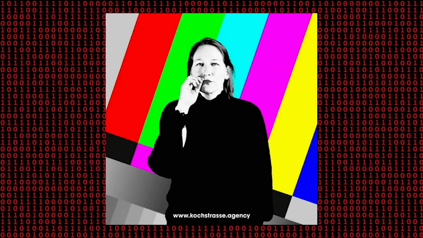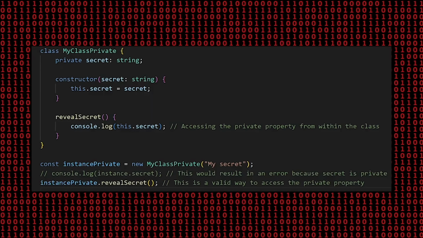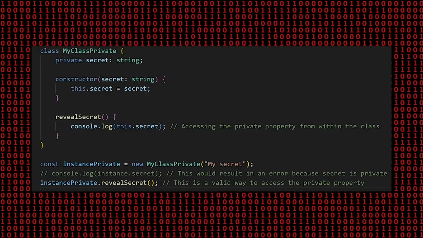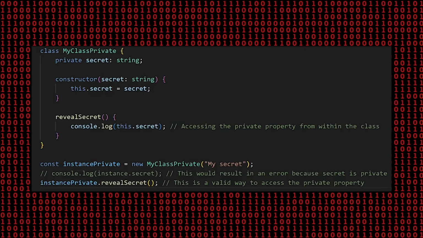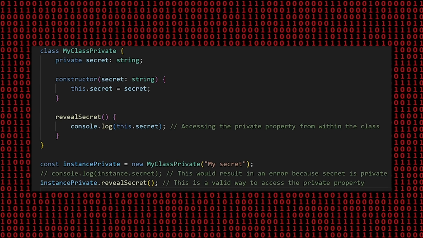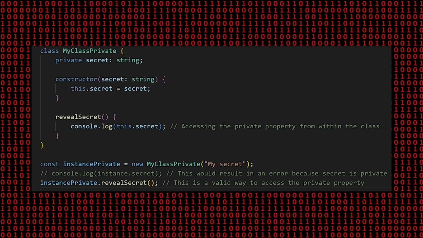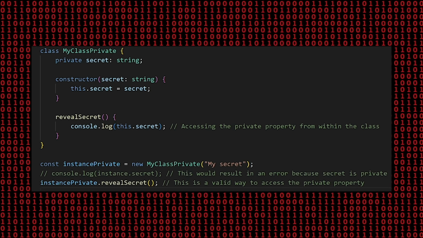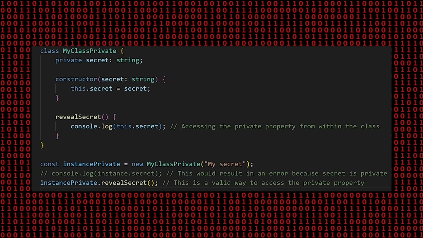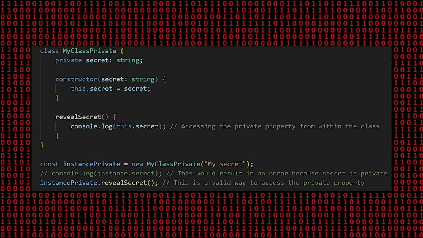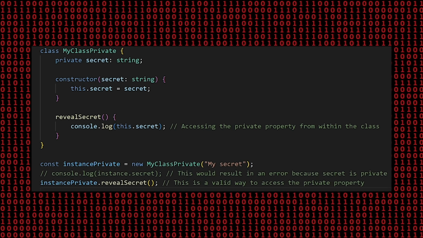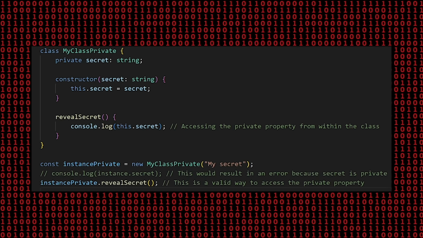Private: members declared as private are only accessible from within the class they are defined in. You cannot access private members from outside the class. As you can see, you cannot console.log a private member from outside the class. That's not going to work. It's going to make an error. But you can still log it inside the class.